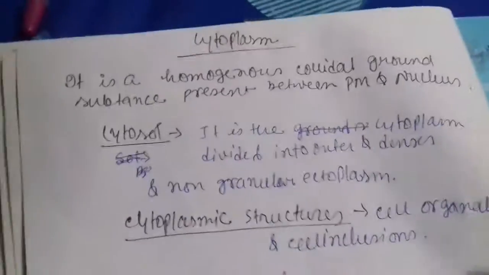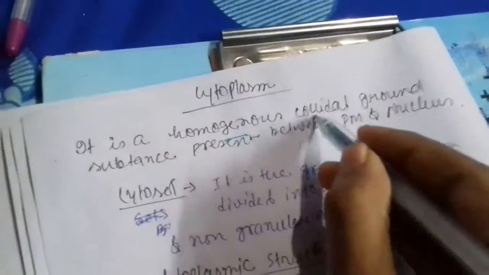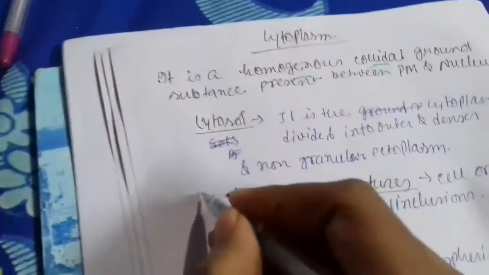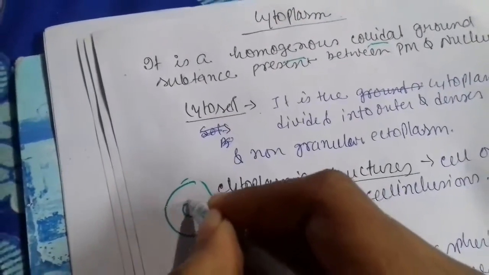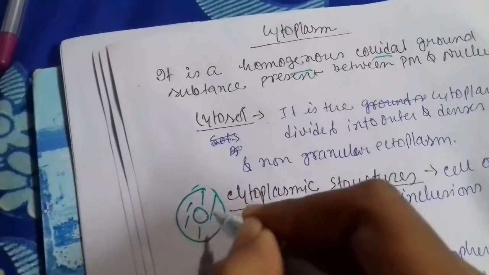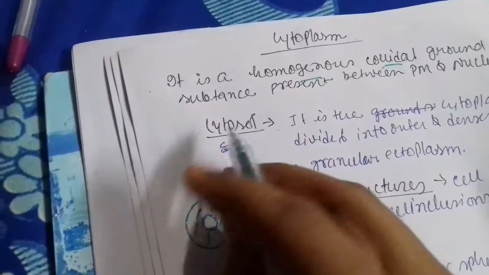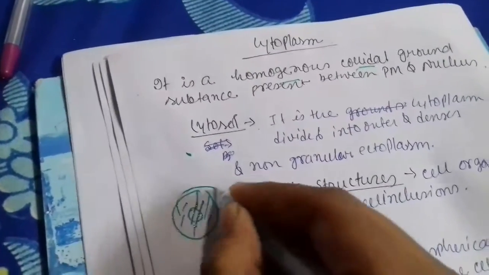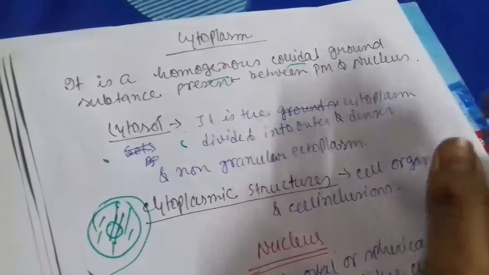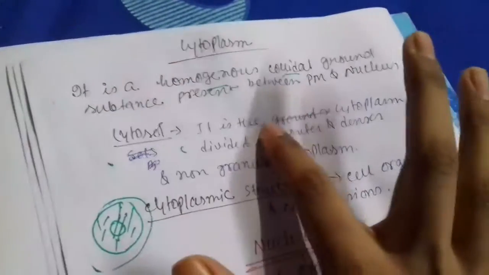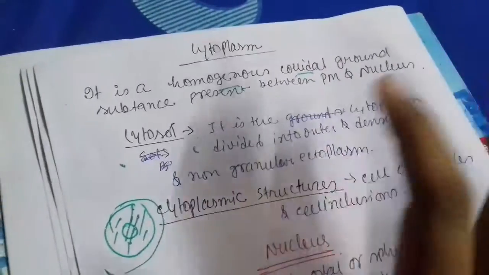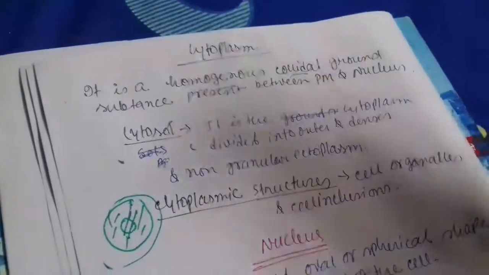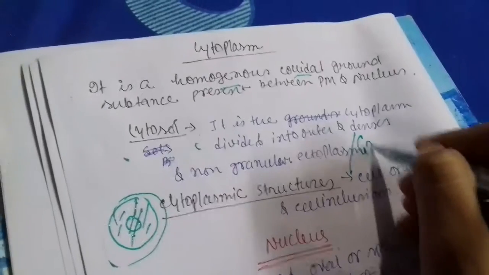I think so. Cytoplasm is a homogeneous colloidal ground substance between the plasma membrane and the nucleus. The cell has the nucleus, and this is called cytoplasm. If I take out the nucleus, then this will also have the cytoplasm. Then the whole is called protoplasm. There are just two parts: cytosol. Cytoplasm has two parts, outer denser non-granular ectoplasm and granular endoplasm.